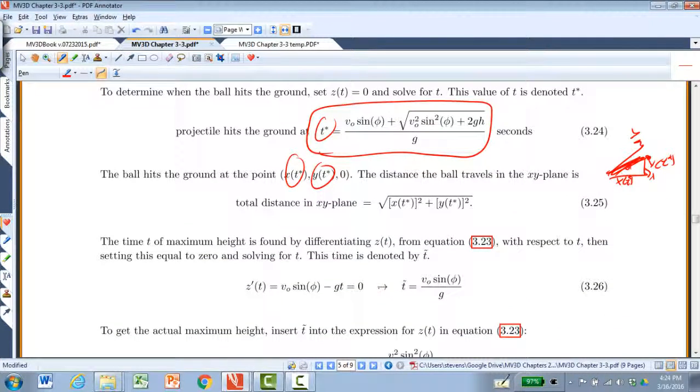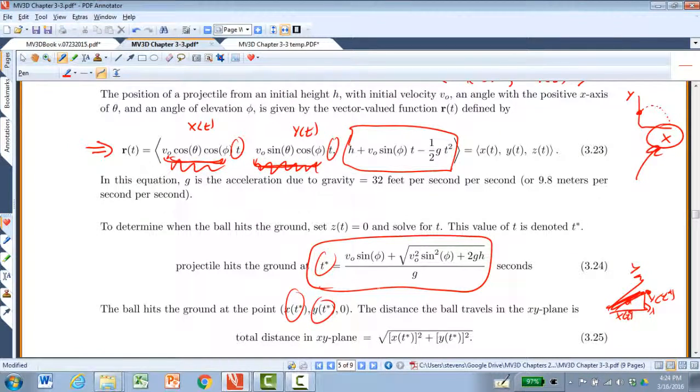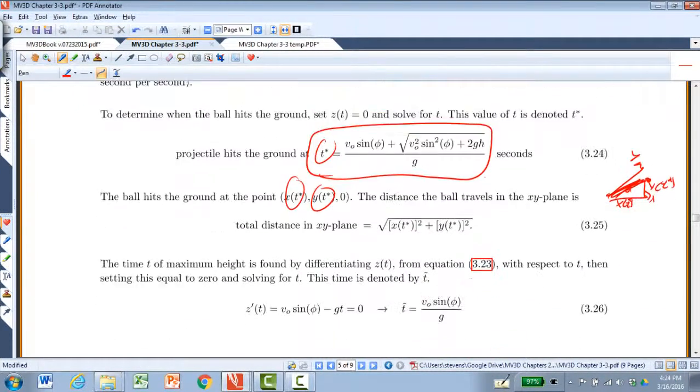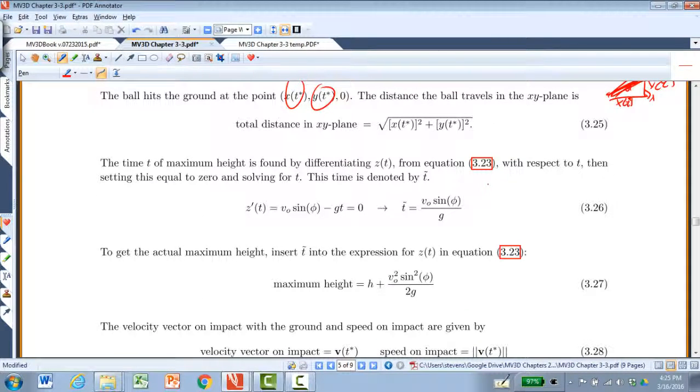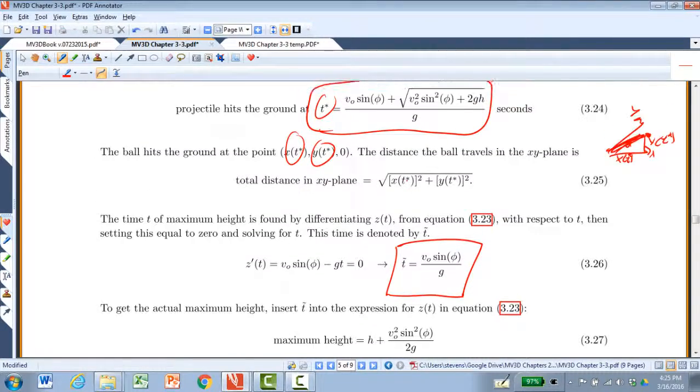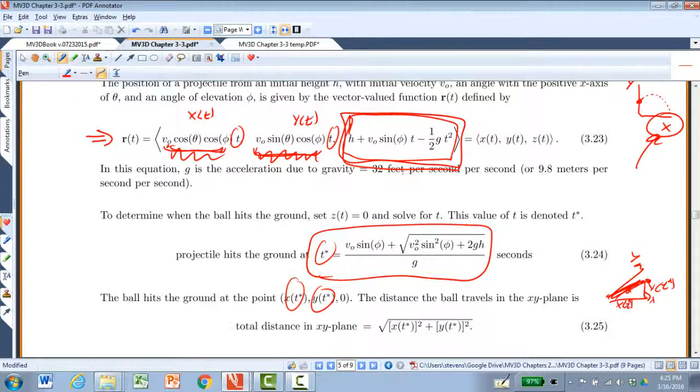You can find out when the projectile hits its maximum height by taking the derivative of the height function. This is the height function. Take that, differentiate it, set it equal to 0, and we call that t tilde. That's when the ball or the projectile hits the highest point. And then if you want to figure out what is the highest point, you just take t tilde and stick it back into the height function.